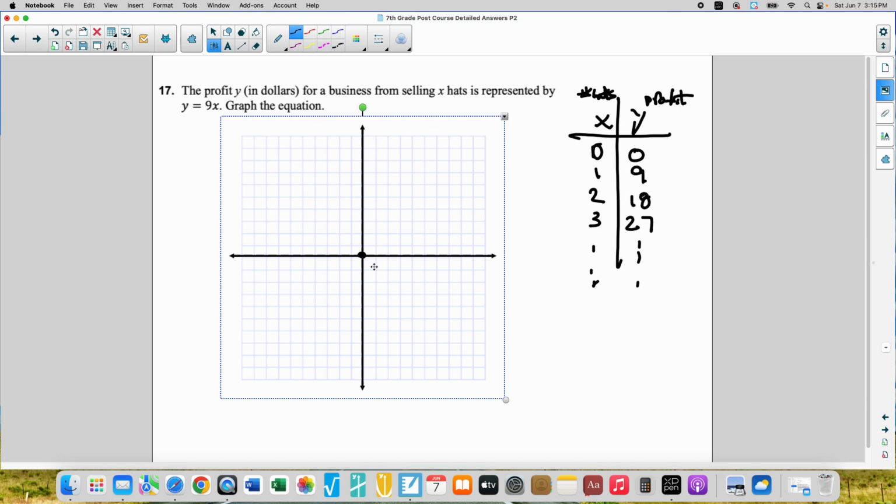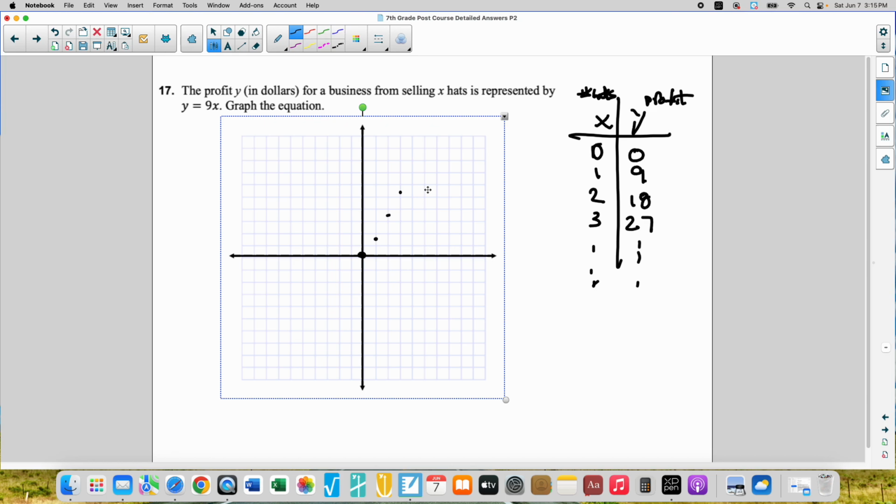We'll do these in increments of 5 on the y-axis. So that's 1, 9, 2, 18, 3, 27. And they're going to be dots.